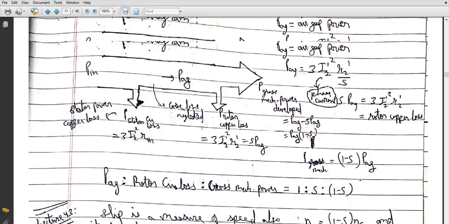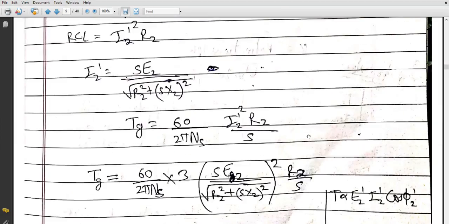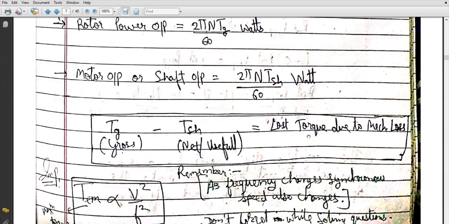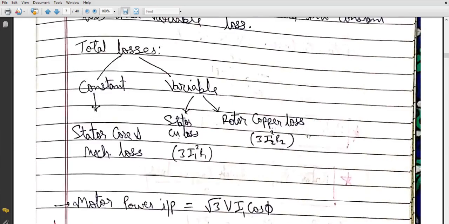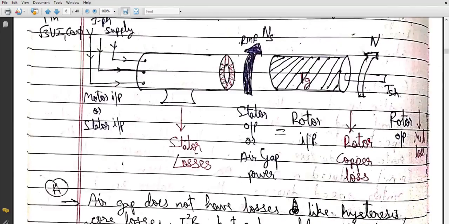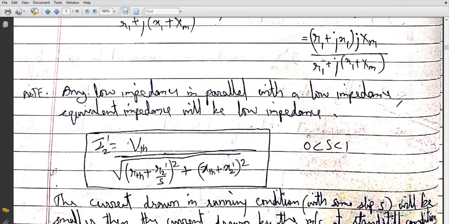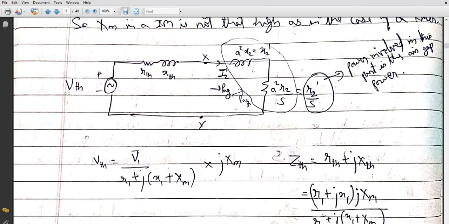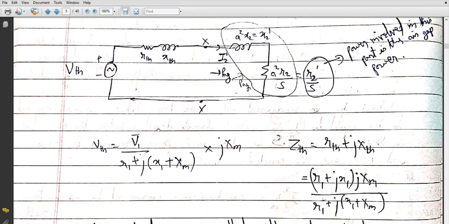I'll take you to that slide. I request you to go back through all these slides again and again, so that you can relate to them in a more proper way. This was the equivalent circuit which we have developed. This was the VTH. What is VTH? VTH is nothing but V1, the source voltage, divided by R1, the stator resistance, and X1, the stator leakage reactance. XM was the magnetizing reactance.